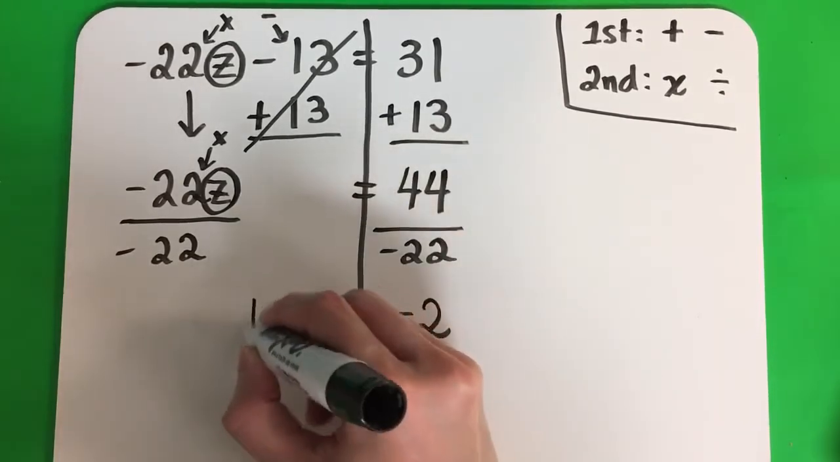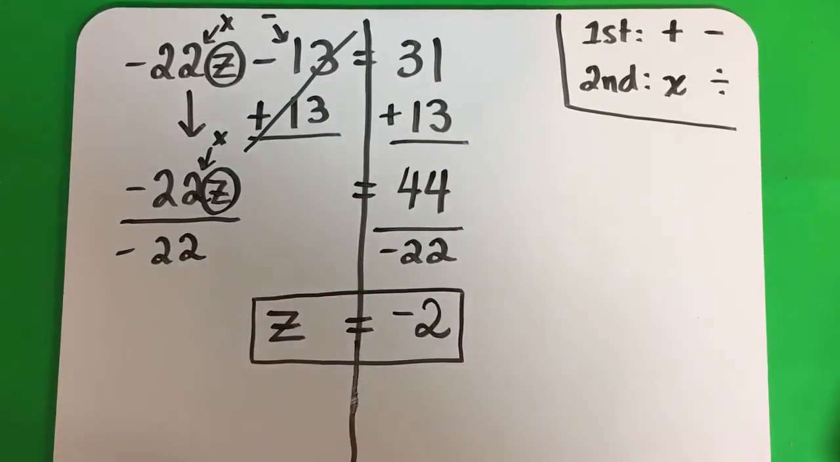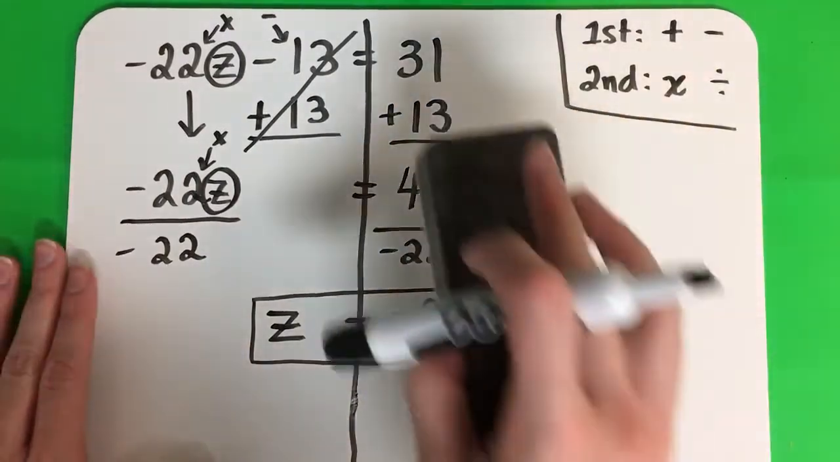So my answer is Z equals negative 2. That's my answer. Pause if you need to copy this down. Okay, next question.